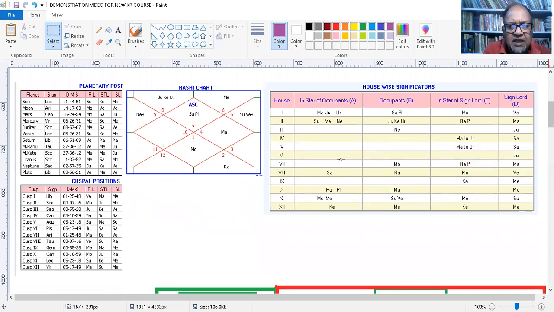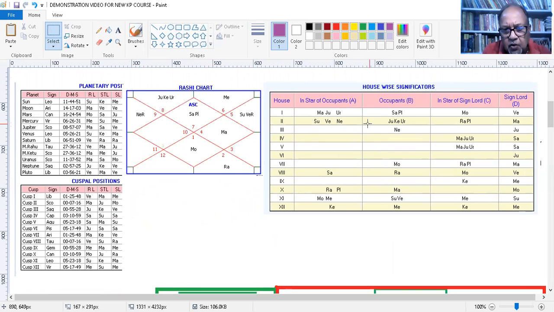What happens in KP is now this house of significator table comes in. Now for the second house, we were talking about the second house: Jupiter and Ketu as occupants and Mars as the lord. In Vedic, we predict on the basis of this.